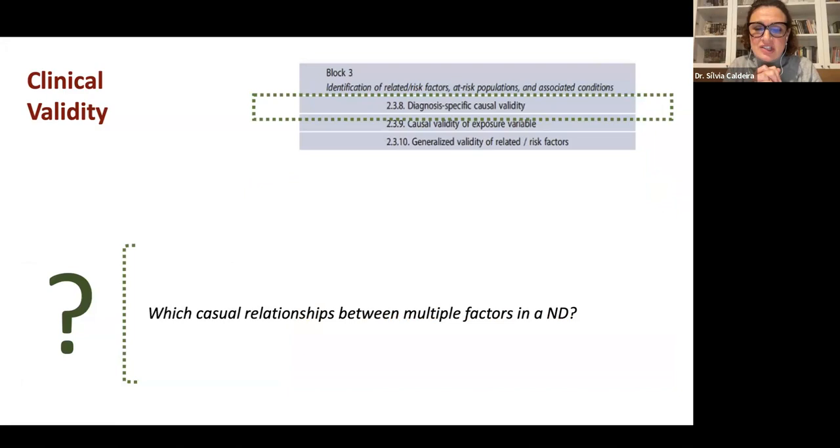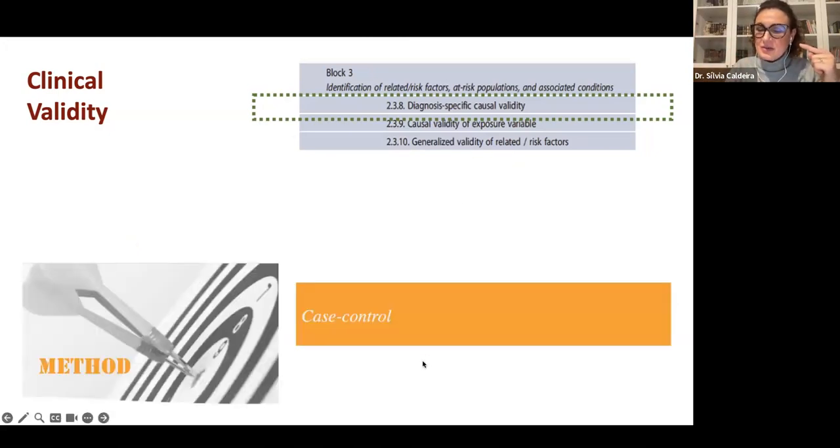I can ask which causal relationships exist between multiple factors in nursing diagnosis. We are moving even further because we are asking about the reasons. We are asking about the factors that cause the nursing diagnosis. And this is a very preventive way of being in healthcare, trying to anticipate decisions. And it's very interesting to think about research to fulfill this goal in nursing diagnosis. So it's a case control study that can do this.